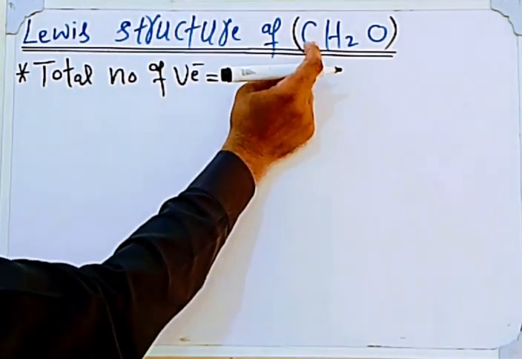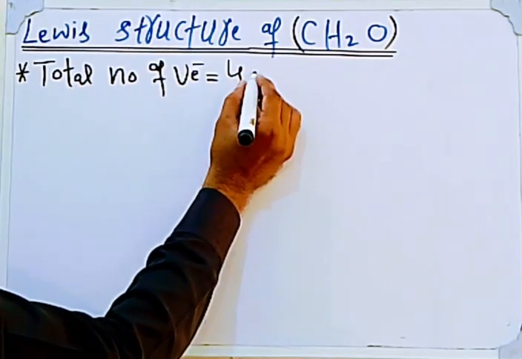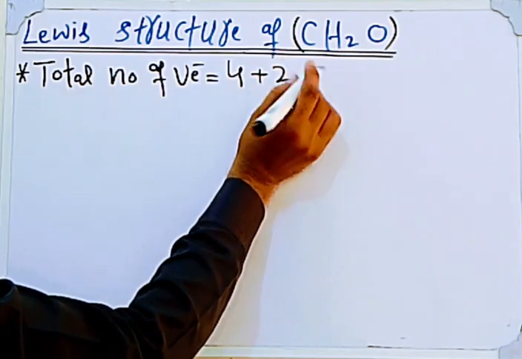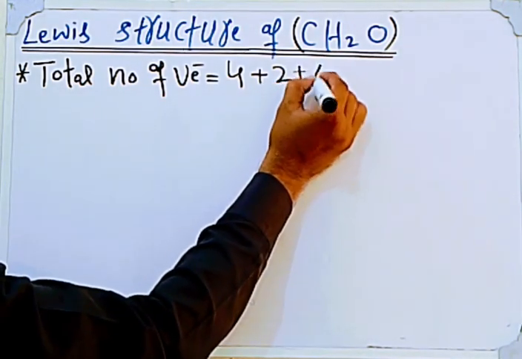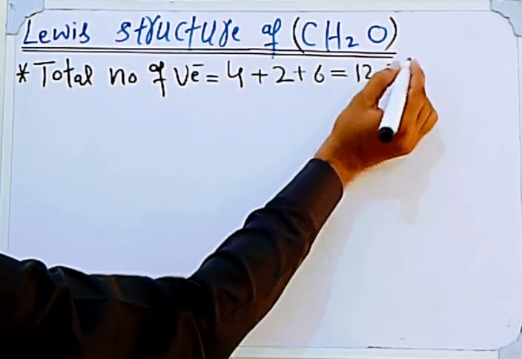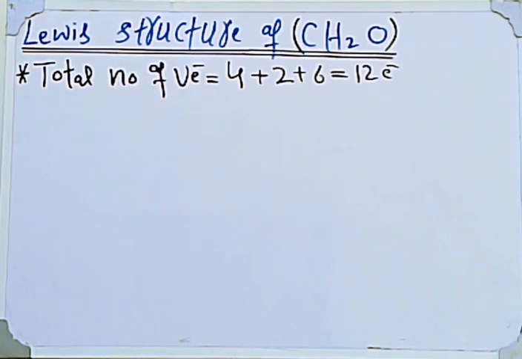Carbon is present in group 14, so it provides 4 electrons for bonding, and hydrogen is present in group 1, so 2 hydrogens provide 2 electrons for bonding, and oxygen is present in group 16, so oxygen provides 6 electrons for bonding. So we have a total of 12 electrons, and we have to distribute these 12 electrons between one carbon, 2 hydrogen and 1 oxygen atom.